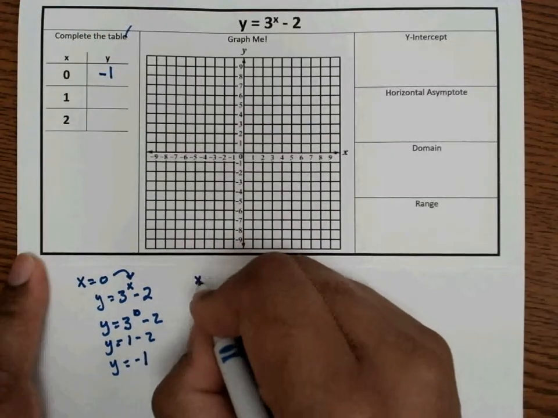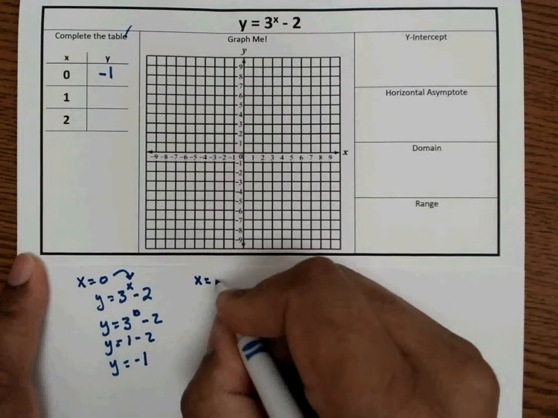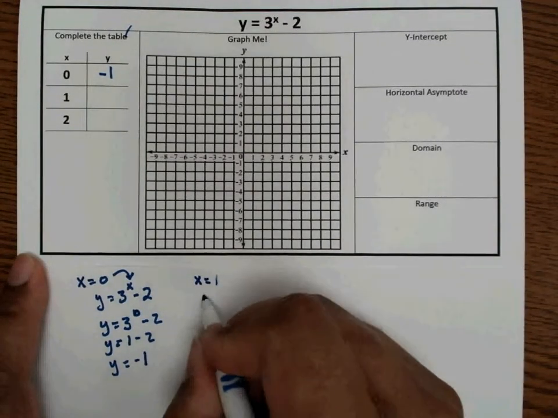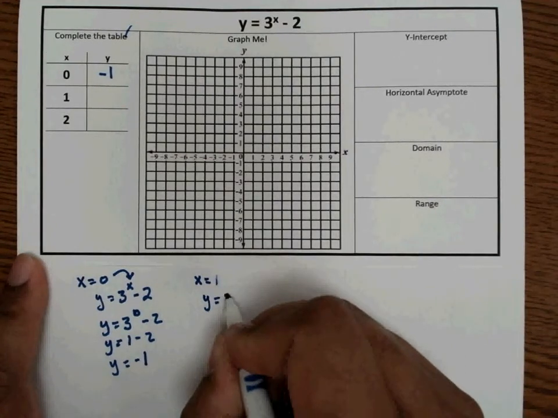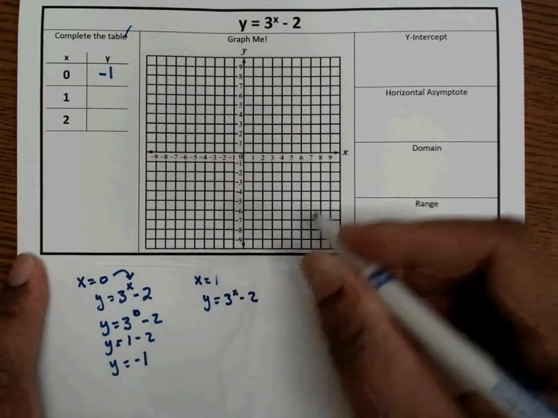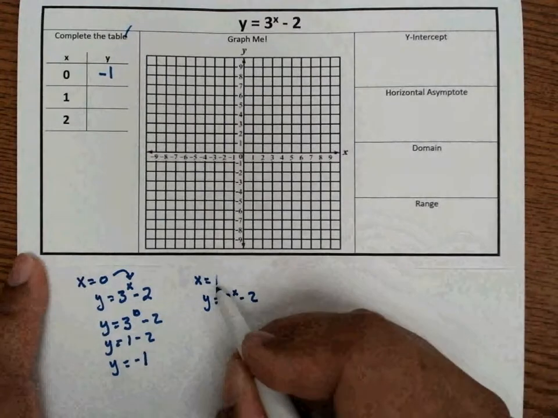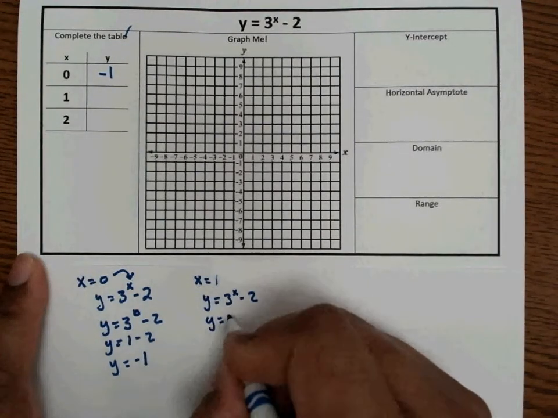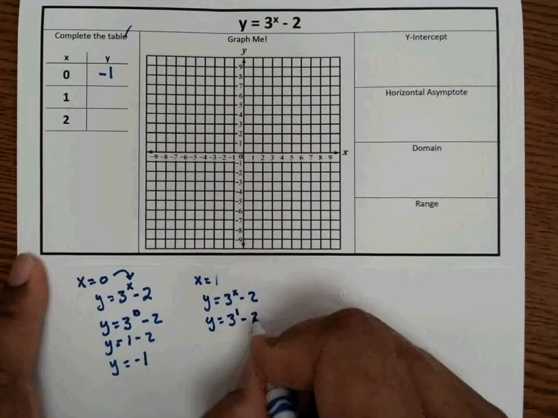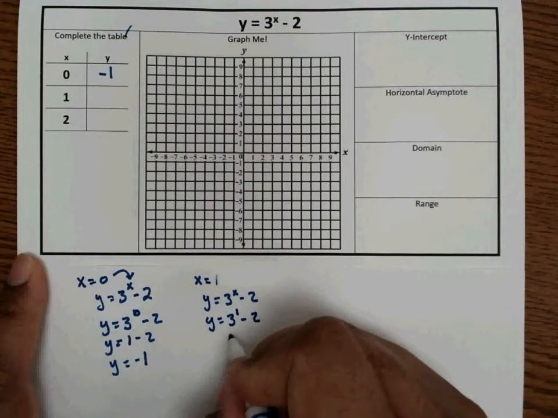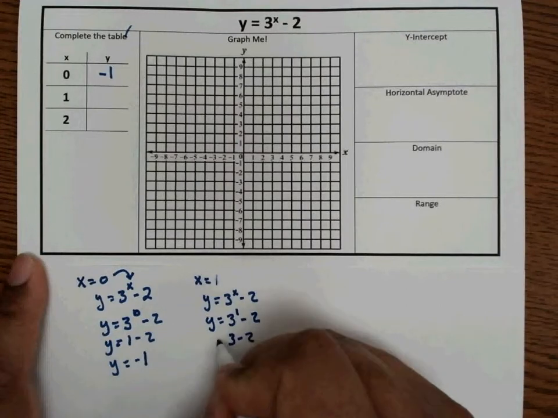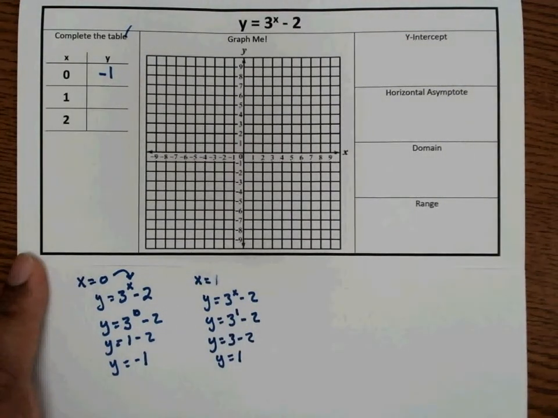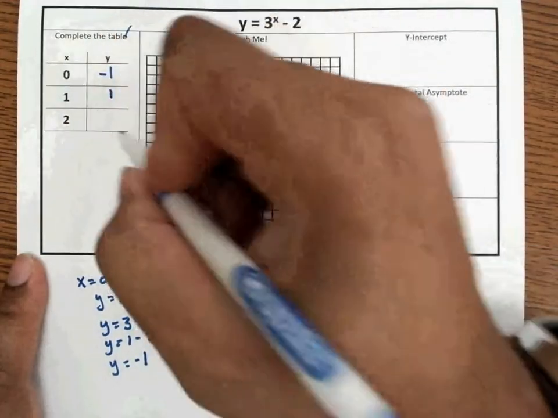So I'm going to plug in -1. And now we're going to go on to when x is 1. So now we have y is equal to 3 to the x minus 2. That's just our function here. And we're going to plug in 1 for x. So we get y is equal to 3 to the 1 minus 2. And 3 to the 1 is 3. And 3 minus 2 is a positive 1. So I'm going to plug in a 1. And we have one more.